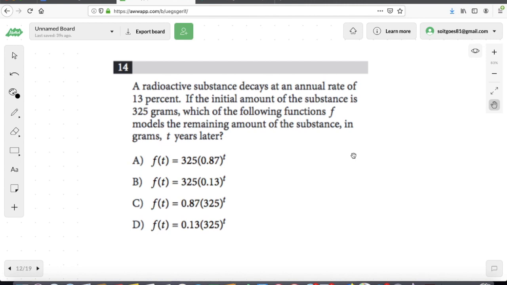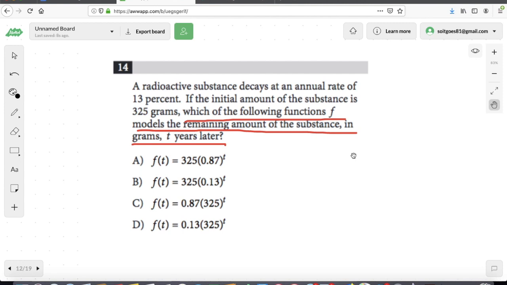Okay. What are we solving for here with this question, Caden? Which function models the remaining amount of the substance in grams? Yeah, the remaining amount of the substance in grams. Now we're starting with 325 grams, and it's decaying at a rate of 13% every year. It's an annual rate of 13% decay.